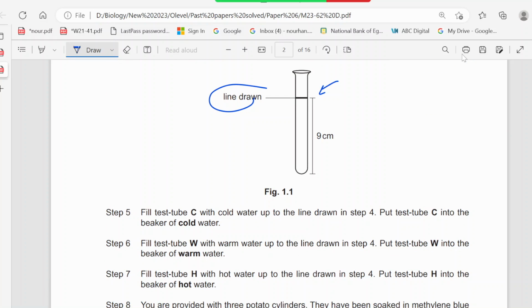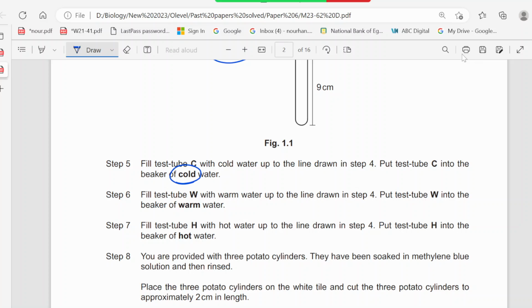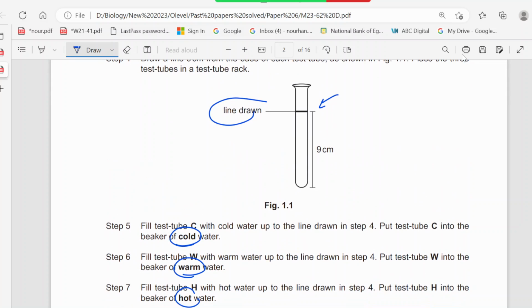Fill the test tube with the cold water up to the line. Put test tube C in the beaker of cold water. Fill test tube W up to the line and put it in the beaker of warm water. Fill H up to the line and put it in hot water. Okay, what is the error here? There is an error in this way. What is the error here? So here we have 2 errors.